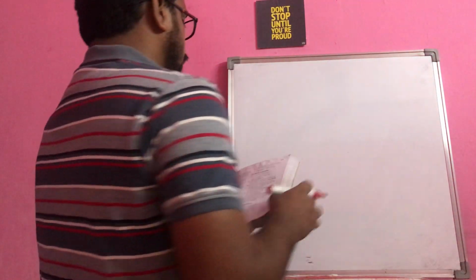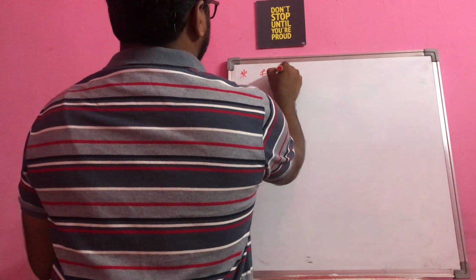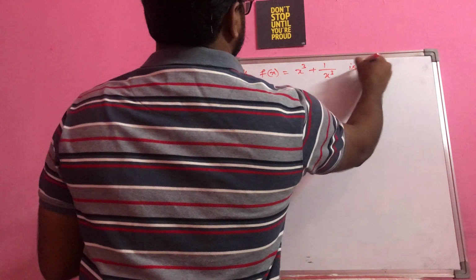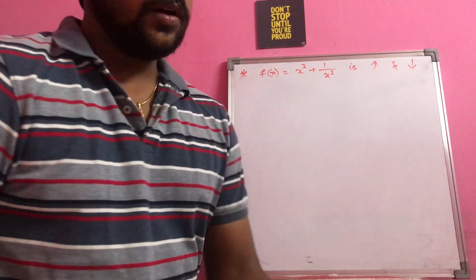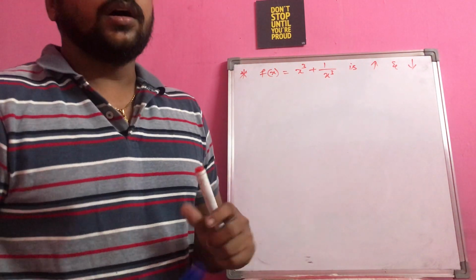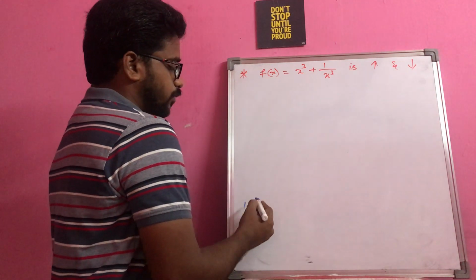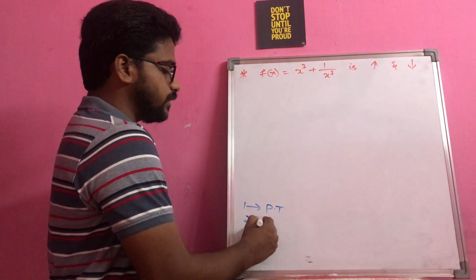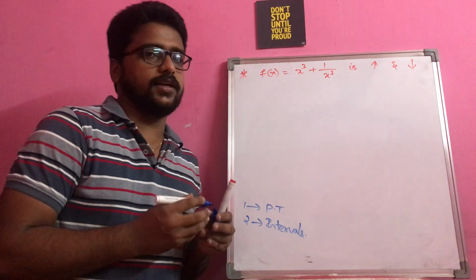See this one. Find the intervals for which the function f of x is equal to x cube plus 1 by x cube is increasing and decreasing. Okay. As we already discussed, we have two important models with respect to increasing and decreasing. The first model is about how to prove that the function is increasing or decreasing, and the second model is about how to find the intervals in which the function is increasing or decreasing.